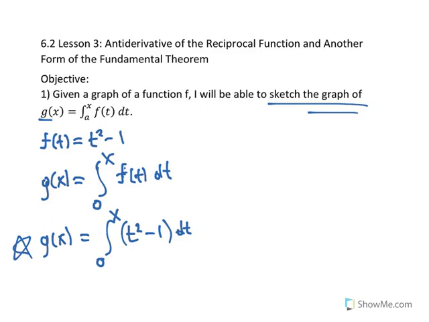So today we looked at our objective where, given a graph of a function f, you'll be able to sketch the graph of the function g that is defined as a definite integral using the function f as its integrand.